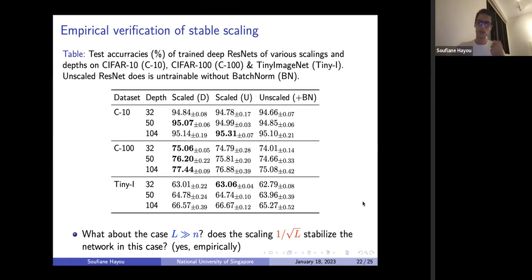So the only thing we proved so far is that if you take the width to infinity and you take the depth to infinity, you have this stable behavior. The features are stable, the gradients are stable, etc. Now we want to understand what happens in this case where you can think of depth as much bigger than width. For example, consider this stable ResNet with 1/sqrt(depth) scaling. Does it stabilize the network in this case? Empirically, and this is what we show here, it does. For example, for 104, it does stabilize the network.